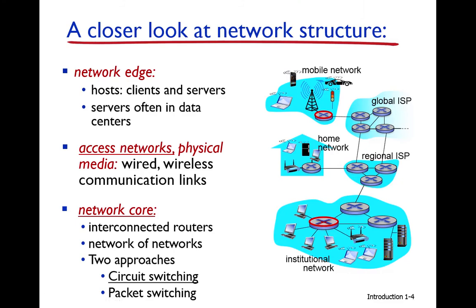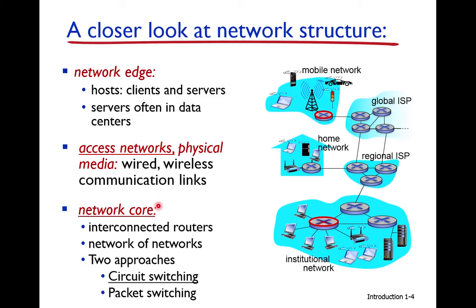So as we know, a computer network or the structure of internet can be divided into two parts: network edge or host. Network edge is that part of the internet which attaches the host, the end system, to the first router. This is called network edge, or it is also called access network. So we have discussed different types of technologies that are used for access network.